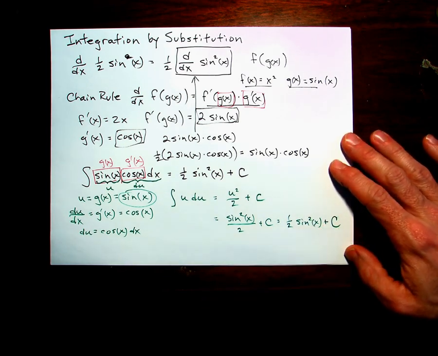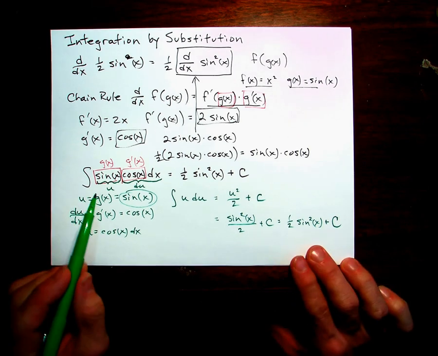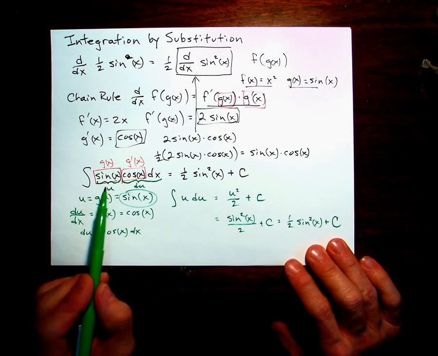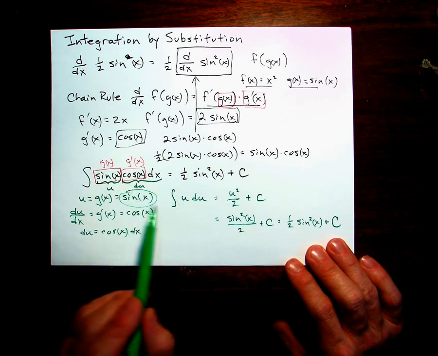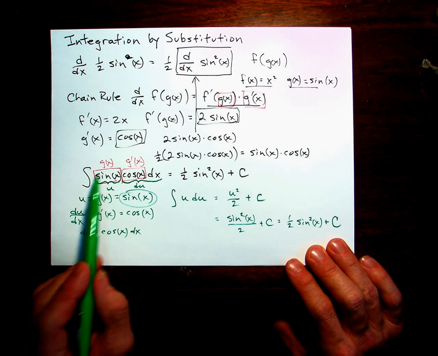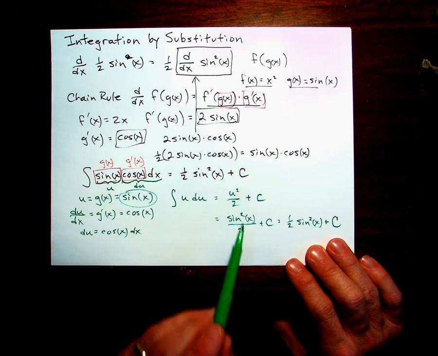All right? So this is basically how substitution works. We identify a function, we call it u. We identify the derivative, we call that du. We do this substitution of u and du for the original one in terms of x. And then at the end, we just have to substitute back to our original function of x.